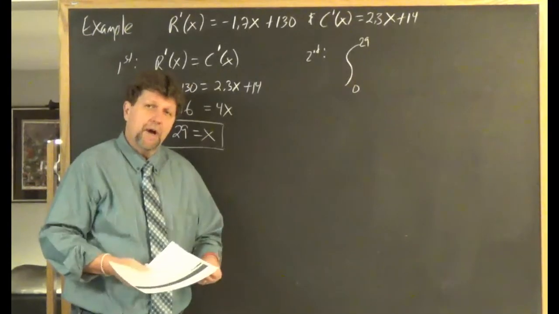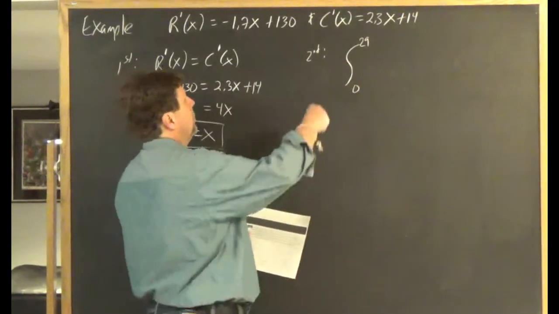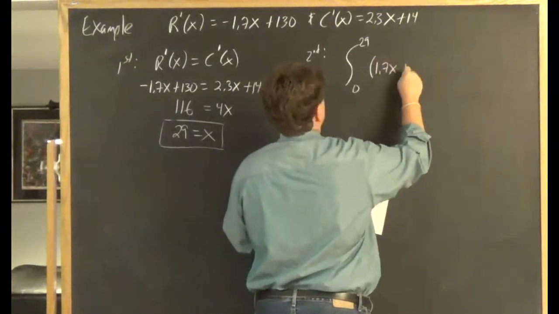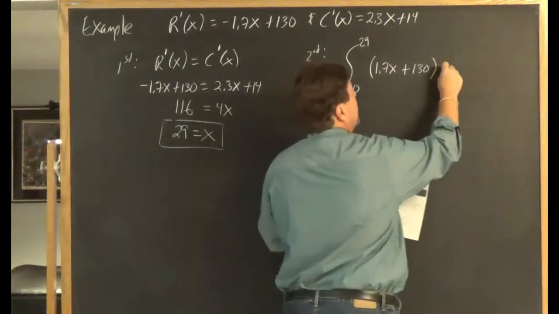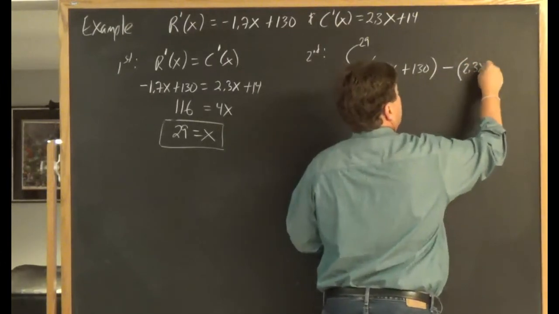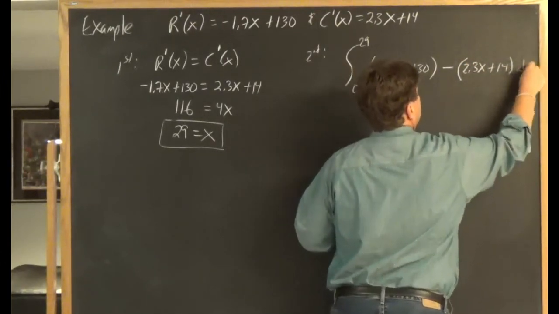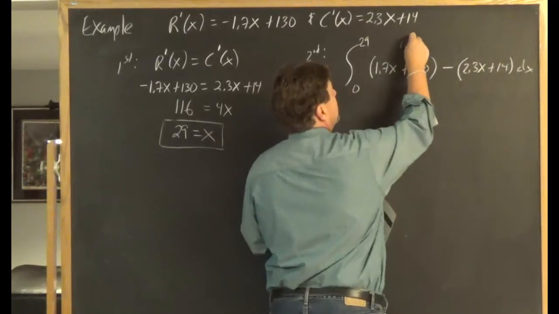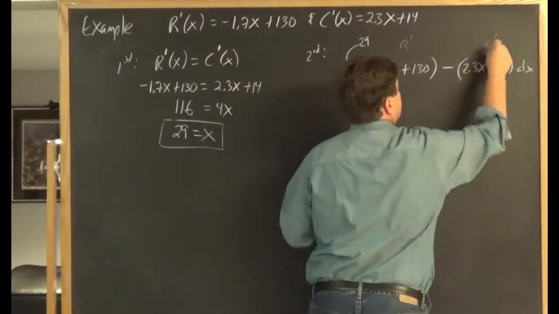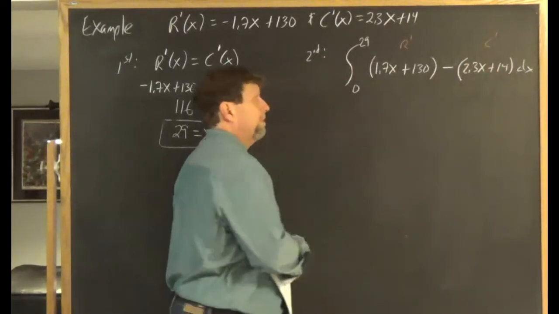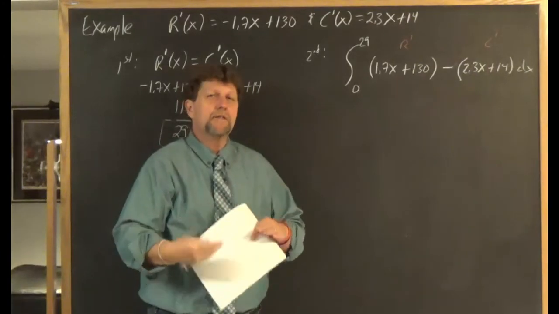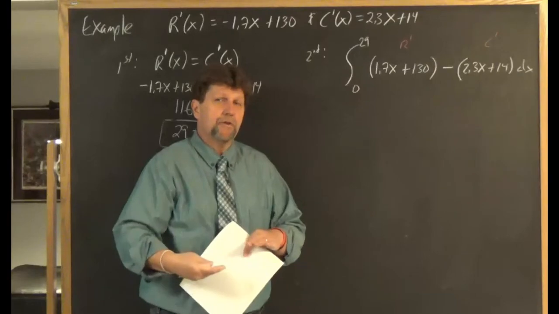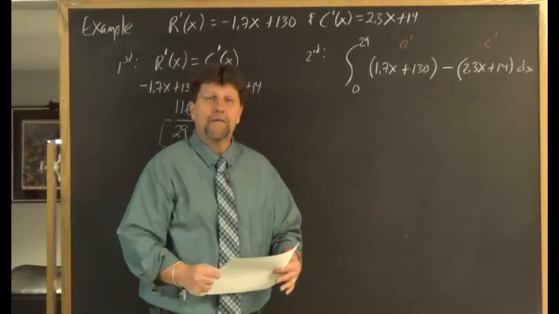Well, marginal profit is nothing more than marginal revenue minus marginal cost. This is marginal revenue. This is marginal cost. Marginal revenue minus marginal cost is marginal profit. When you integrate that rate function called marginal profit, it gives you a total profit.